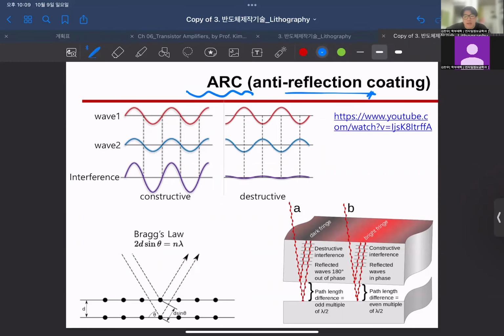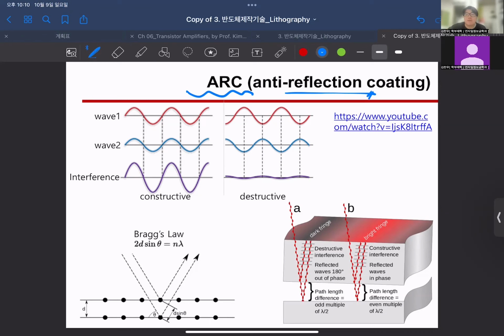Because as we know, light is a wave. It affects the constructive interference, but you also have destructive interference. With the difference of the wavelengths, we can use the destructive interference of the light and remove the reflection. The reason why we use ARC is that if there is a reflection of the light, then there is more light that does the patterning, and it could affect the size, making it unexpected compared to what we expected.